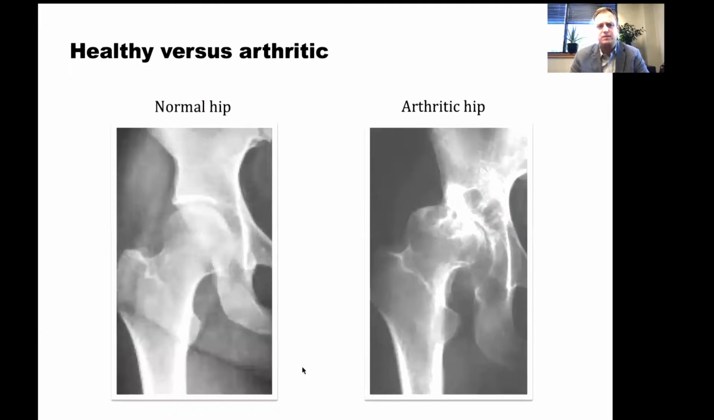Here are some x-rays of a hip. Here's the ball and here's the cup. You can see the joint spaces are well maintained. But over on this side, you can see where that joint has started to break down. You can see that increased whitening called sclerosis, joint space narrowing, and in this case, these large cysts underneath the bone caused by the arthritis.